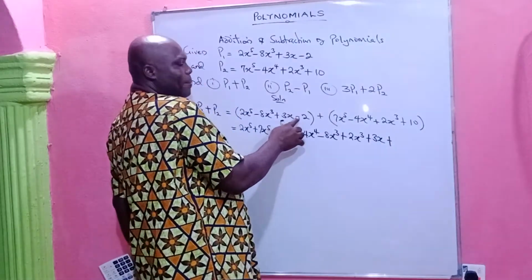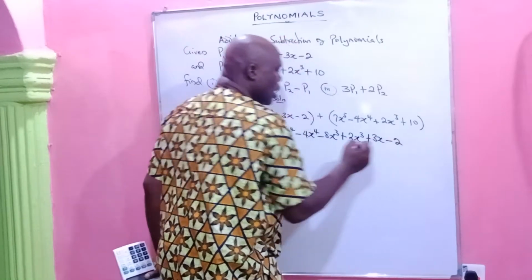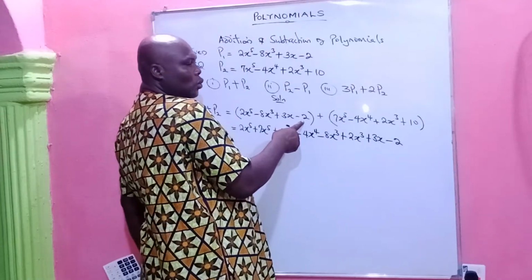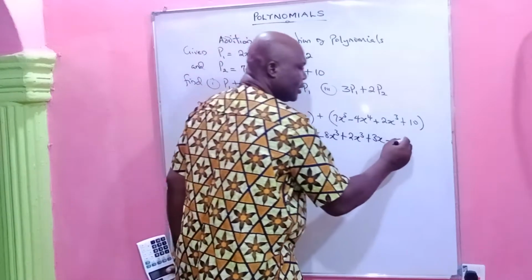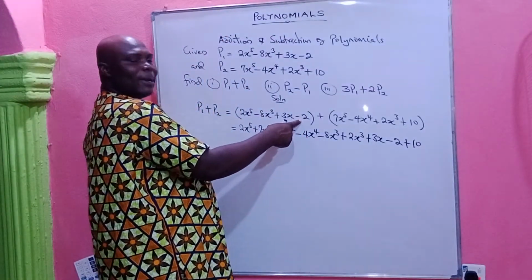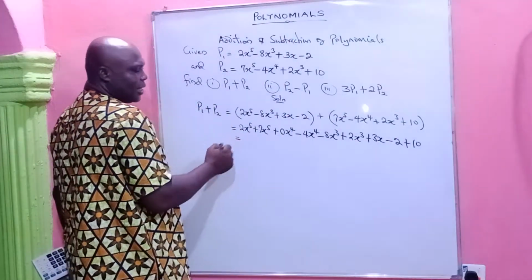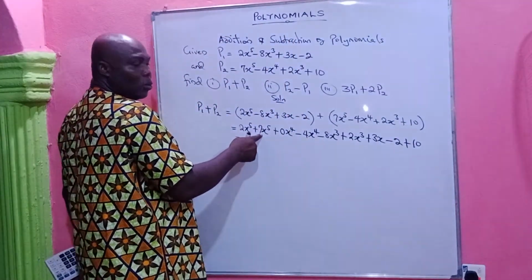And then we can take minus 2. So we have our minus 2. And then plus 10. So those are the two constants. The constant here is minus 2 and the constant here is 10. So we can simply add this. 2 plus 7 will give us 9.